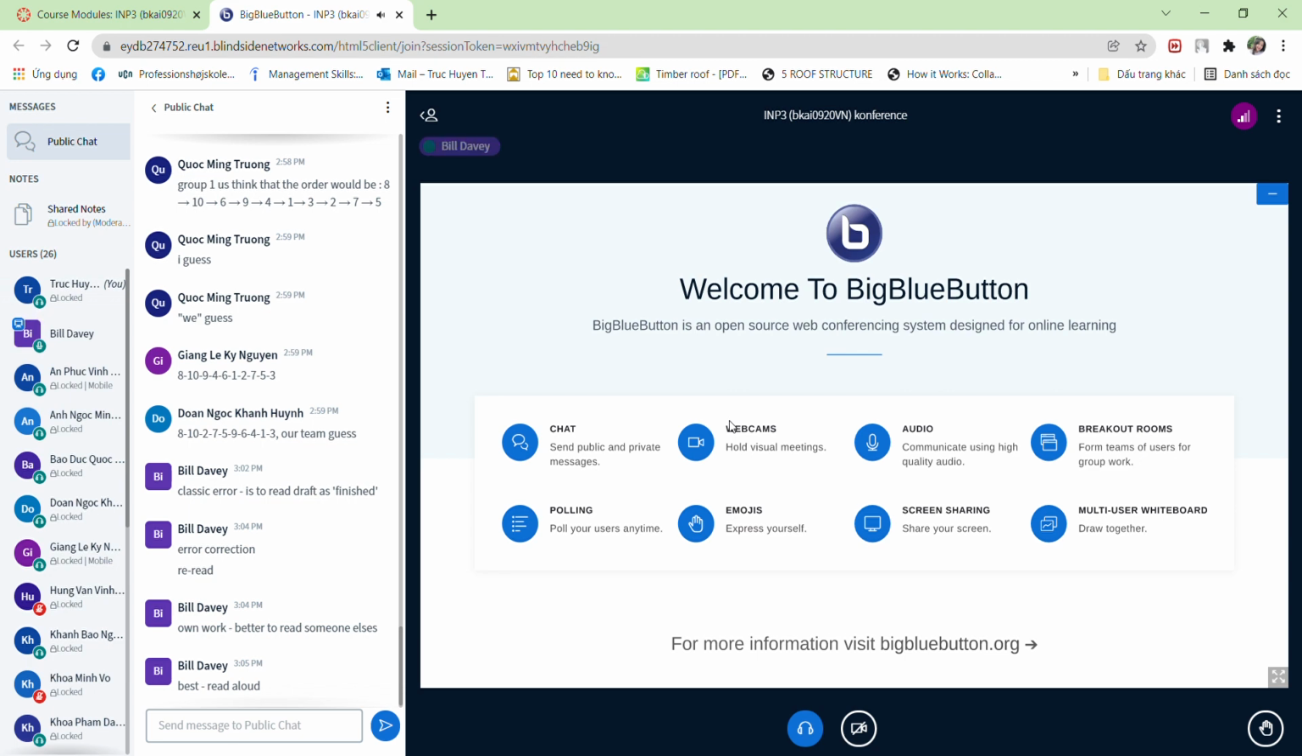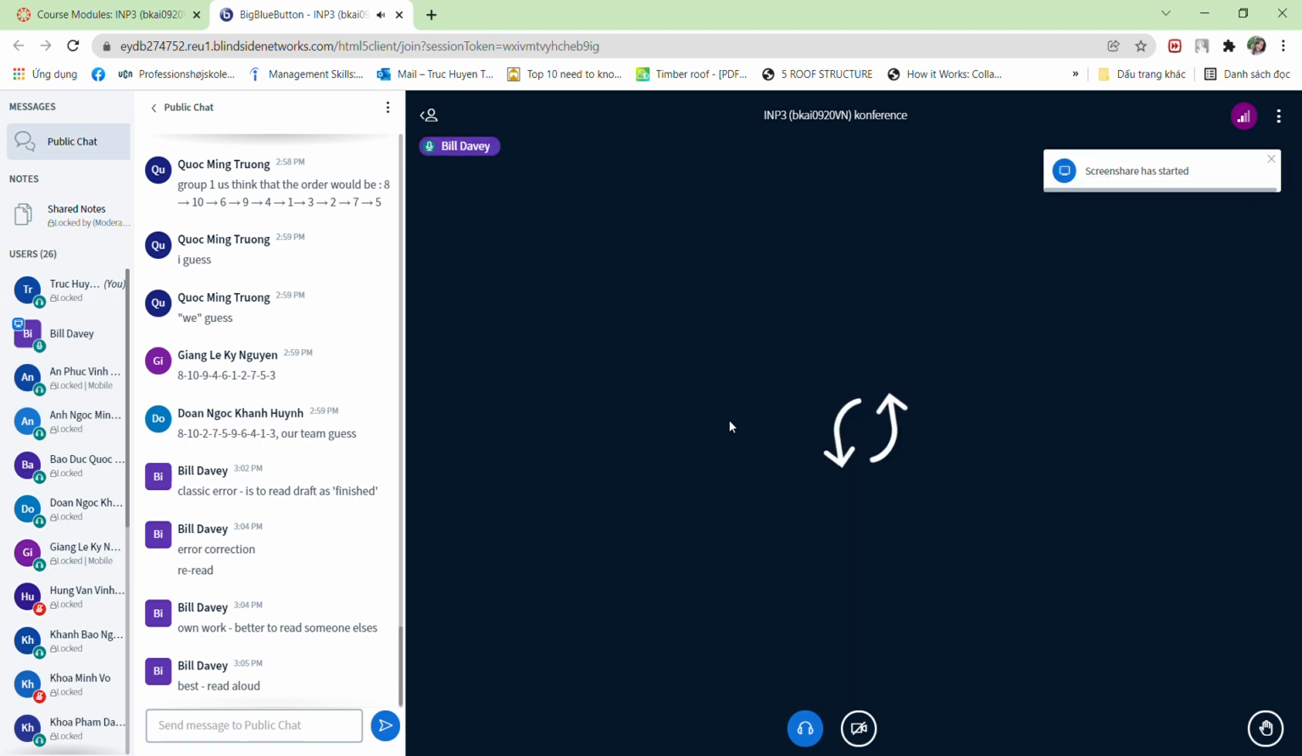So I'm going to try and screen share again and see whether I can get it coming up.